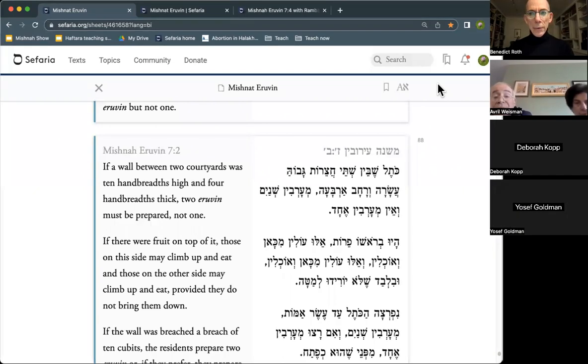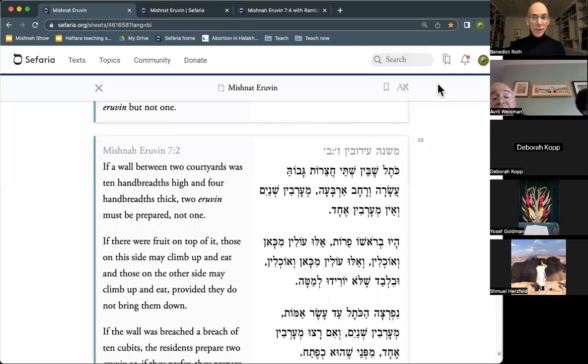We're talking about the boundary between two courtyards, or essentially whether we can join up two courtyards or whether we can separate two courtyards. Yesterday we learned in the second Mishnah of the 7th chapter that if there was a wall between two courtyards, 10 handbreadths high and 4 thick, then we prepare 2 eruvs. In other words, as soon as the wall is 10 high and 4 thick, we need to prepare 2 eruvs for the 2 courtyards. They don't join into one. 2, but not 1.